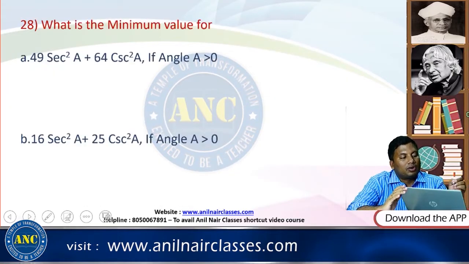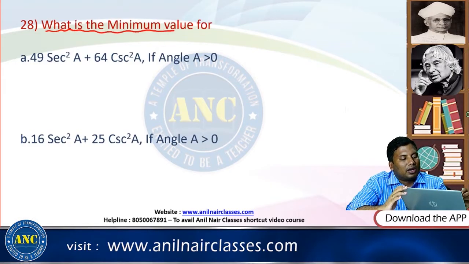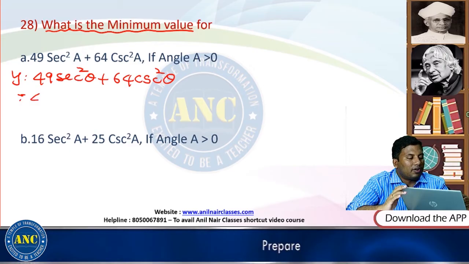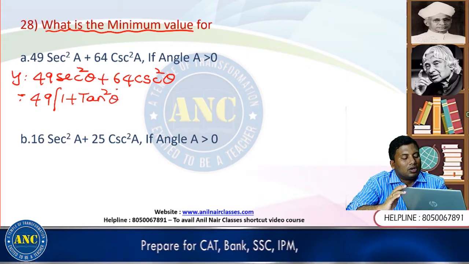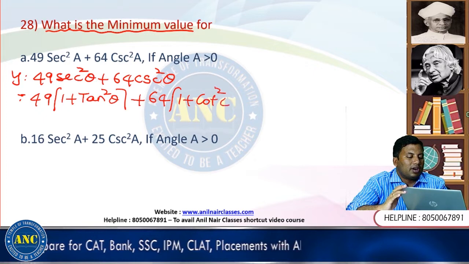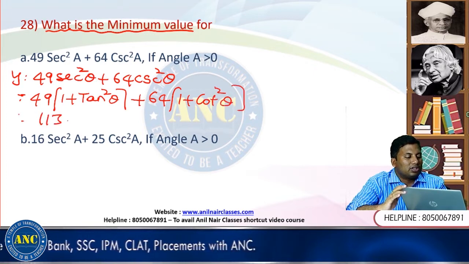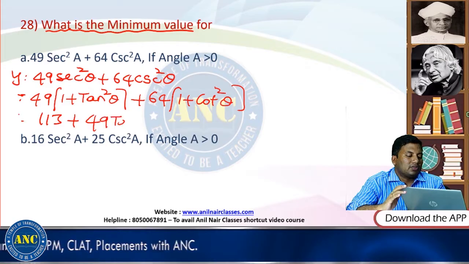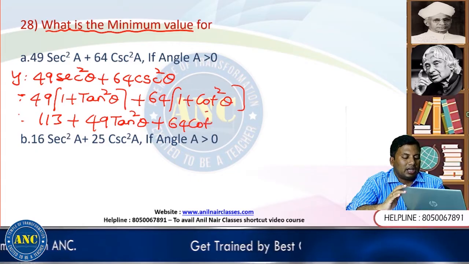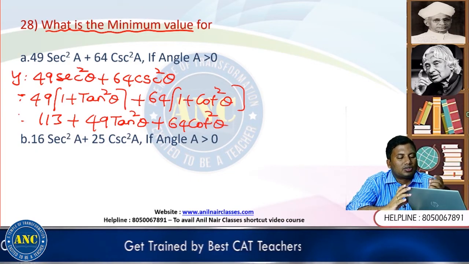Next, another beautiful question. What is the minimum value of 49 secant square theta plus 64 cosecant square theta, where theta is greater than 0? Secant square theta can be written as 1 plus tan square theta, and cosecant square theta can be written as 1 plus cot square theta. So 49 plus 64 is 113, plus 49 tan square theta plus 64 cot square theta.